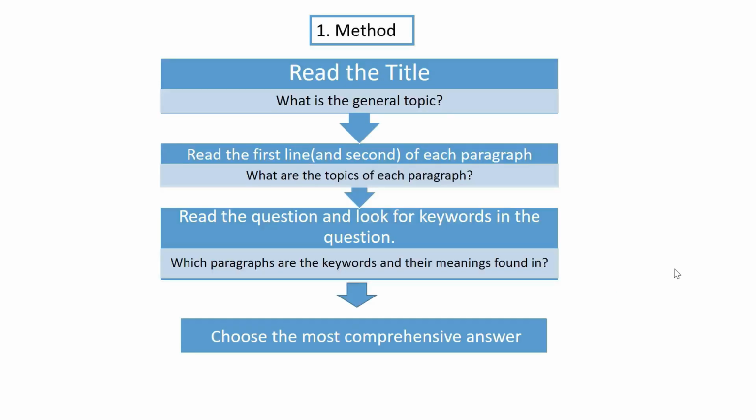And we've used this technique, and that is we read the title, and then we read the first line and the second line of each paragraph, and then we read the question, looking for keywords in the question, then found the paragraph which has the keywords, and then we choose the most comprehensive answer from the choices that fits. Okay, this is method number 1. This is a method I've chosen for you. You may choose other methods.